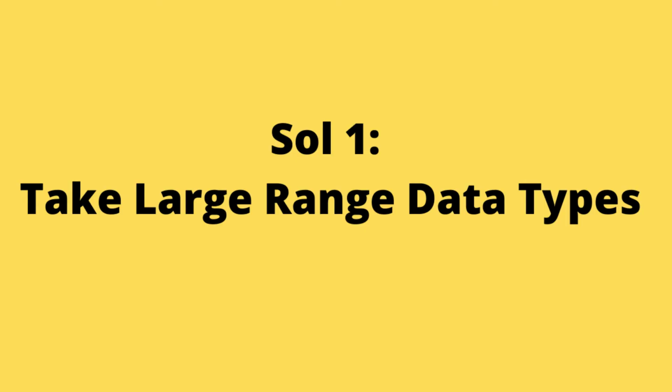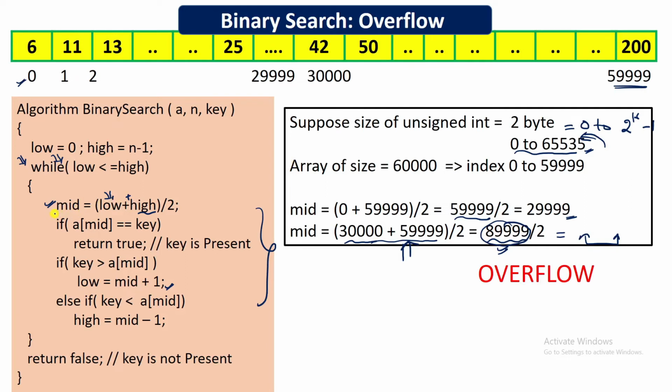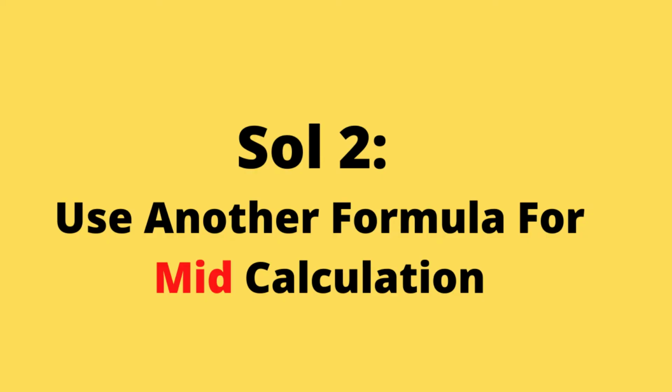One solution is to just increase the size of your data type. You can take something like unsigned long int, so that you increase the range of this mid variable. But the same problem can occur if your array is again large, so that can also come out of the range of the unsigned long int data type. So let's see the second solution, other than changing the data type. What is that solution?